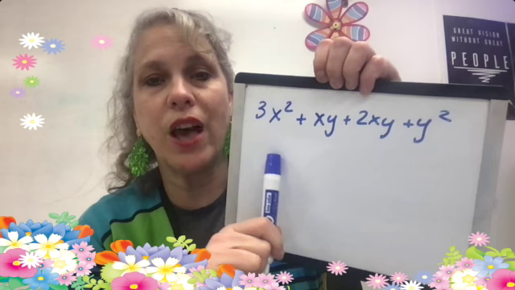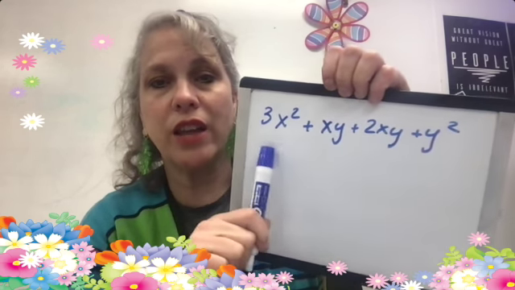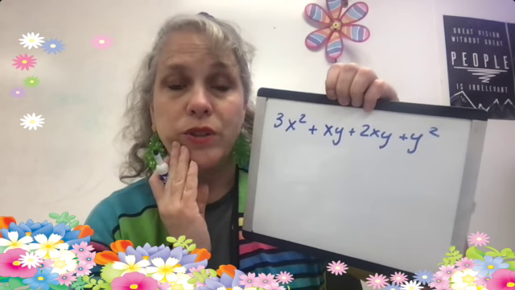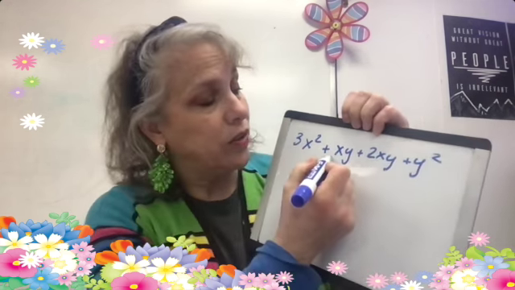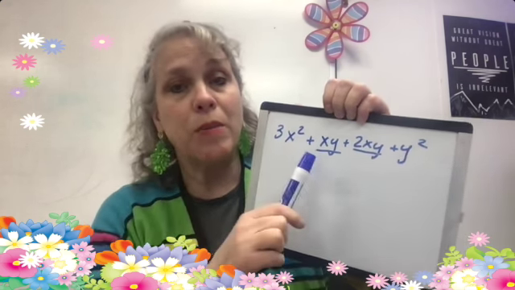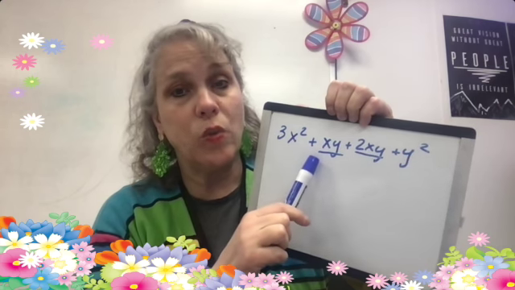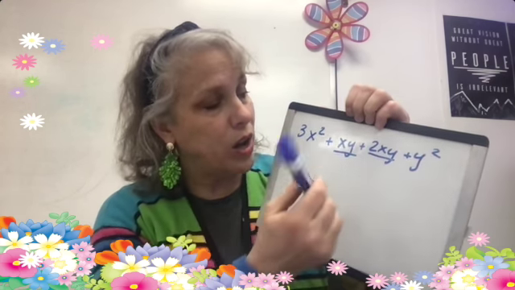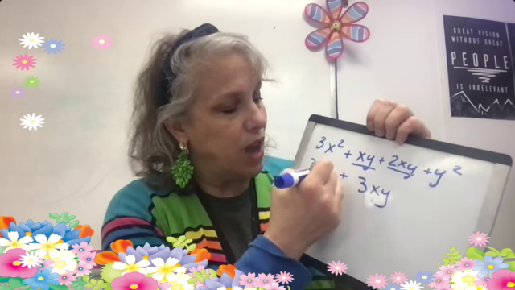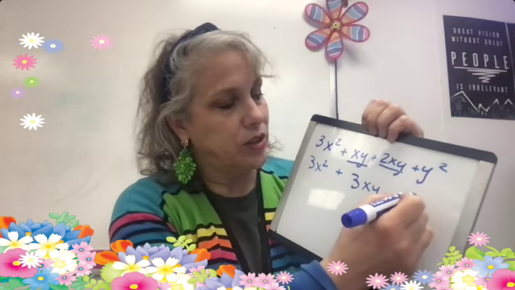3x squared plus xy plus 2xy plus y squared. Okay, so here I have xy, I have an x, I have a y squared. Which ones are like terms? The only ones that are the same terms are these, okay? And remember, there's an understood 1 if there's no 1 there. So I say 2 plus 1 is 3. So 3xy for the middle, and then the end terms just stay the same.